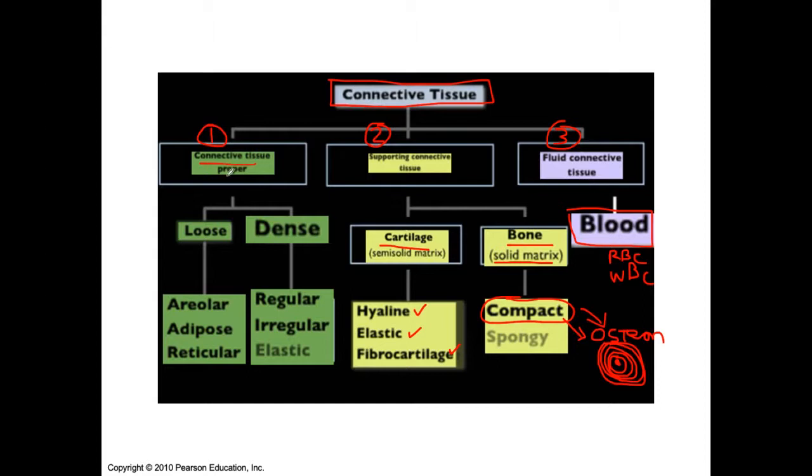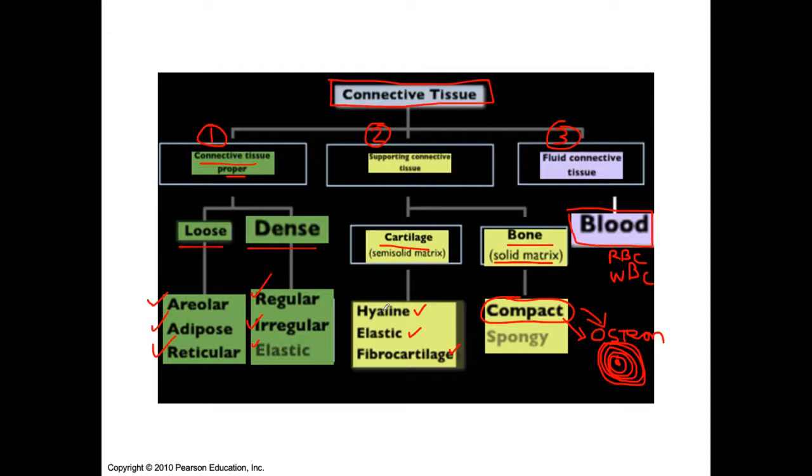And then we have connective tissue proper, where we have loose and dense connective tissue proper. And under loose, we're going to get into areolar, adipose, and reticular. And under dense, we'll talk about regular and irregular, and a little bit about elastic, mostly regular and irregular. So you can see we got a bunch of categories here.